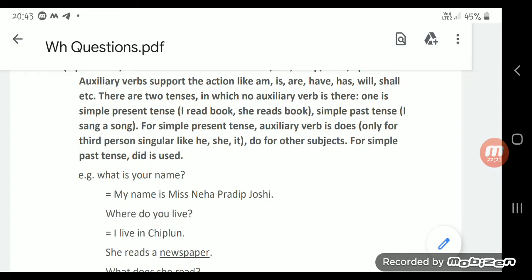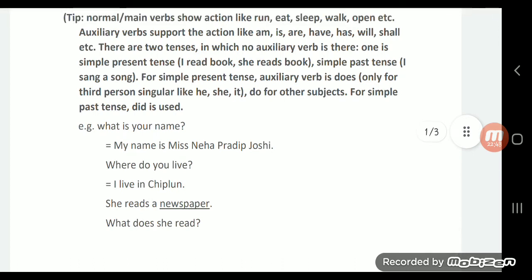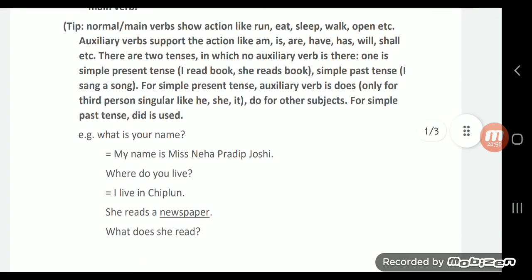आणि सिम्पल पास्ट टेन्ससाठी वी सिम्पली यूज did. सो सपोज आय सॅंग अ सॉन्ग. इफ आय से इट आणि आय वॉन्ट टू फॉर्म्युलेट अ क्वेश्चन, देन आय कॅन से, What did you sing? आन्सर इज आय सॅंग अ सॉन्ग. ओके, हिअर आर एक्झाम्पल्स. WH क्वेश्चनची एक्झाम्पल आहे ती.